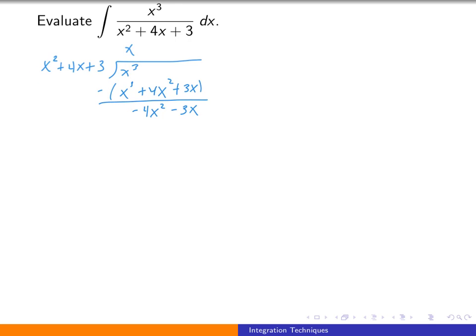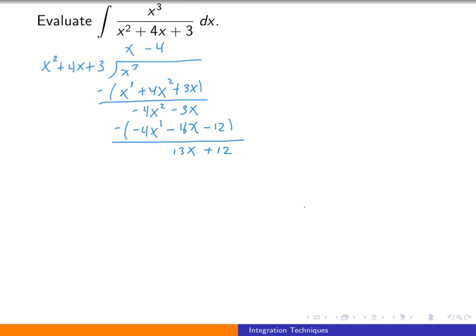And we play the same game again. We ask x squared multiplied by what will give us minus 4x squared. And the answer is minus 4. So we subtract away minus 4 multiplied by the function x squared plus 4x plus 3. So minus 4x squared minus 16x minus 12. And now when we subtract away, we're going to have minus 3x plus 16x to give us a 13x, and minus a minus 12 to give us a plus 12.